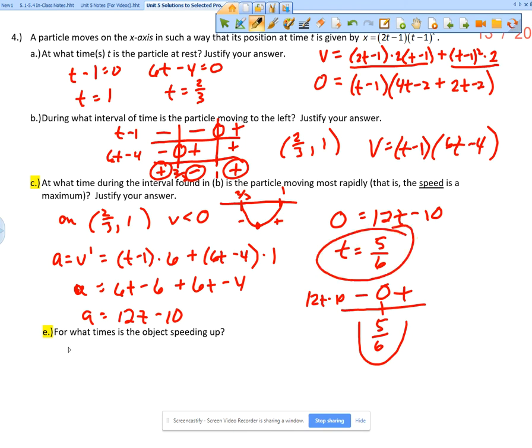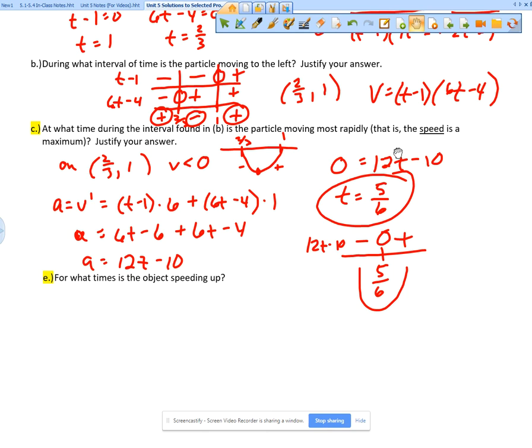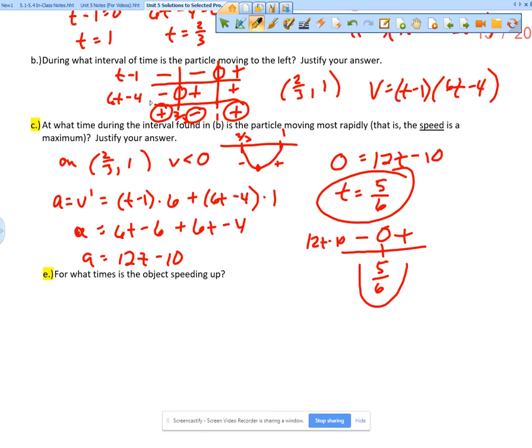All right, and then for what times is the object speeding up? So what we want to do, that's part E. I skipped D, so you'll have to do that on your own. But part E, we're actually just combining the sign analysis for the first and second derivative. So I'm going to make sure that I have 2/3, 5/6, and 1 on my number line. All right, and then I put my acceleration on bottom and my velocity on top. And remember that velocity was 0 at 2/3 and 1, and acceleration was 0 at 5/6. And so I have these intervals.